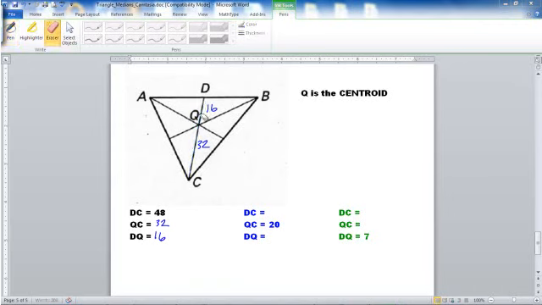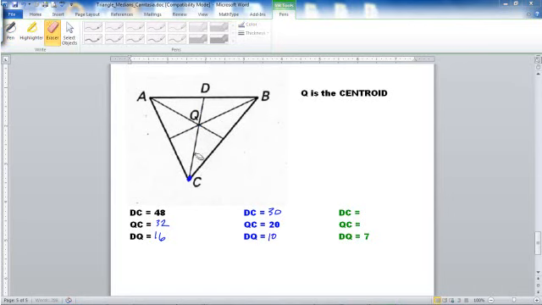Same median, different information. I gave you QC, which is 20. That's my bigger part. Remember, from the centroid to the vertex. Cut that in half to get my small part, so that's 10. And then 10 plus 20 is 30 for my whole median. And then DQ again up there is 10.